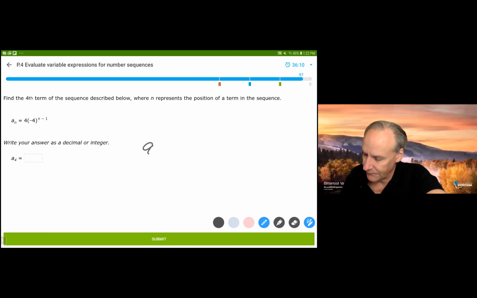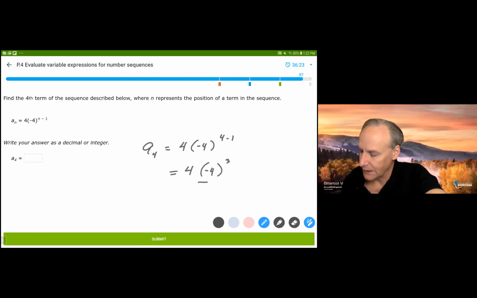So we have a4, the fourth term, is 4 times negative 4 to the 4 minus 1. It is really easy to make a mistake right here. Negative 4 to the third power is negative 64. It's kind of a tough one.